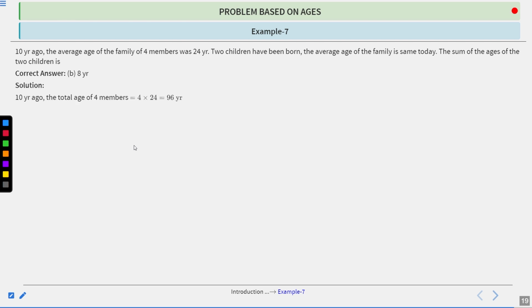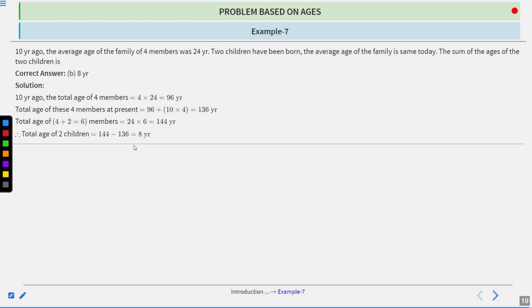So 10 years ago, the total age of 4 members is 4 into 24, which equals 96 years. Now the total age of the 4 members at present will become 96 plus 10 into 4, which equals 136 years. So the total members will be 4 plus 2, which equals 6. So 6 into 24 equals 144 years total age. So the total age of the 2 children will become 144 minus 136, which equals 8 years. Now the answer of the question is that the sum of the ages of the 2 children is 8 years. B is the correct answer.